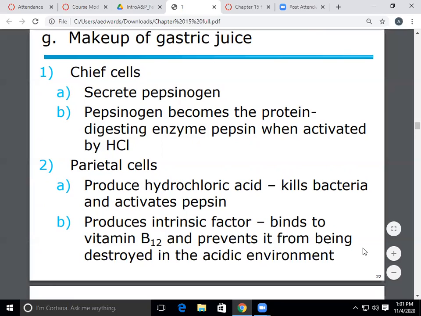And the intrinsic factor binds to vitamin B12, keeps it from being destroyed when it's around all that acid. Okay, because remember, you take vitamins because your body typically is not getting them from the diet. So whatever B12 you have, you want to make sure that, if you're ingesting it, taking vitamins, that you're actually able to use it.